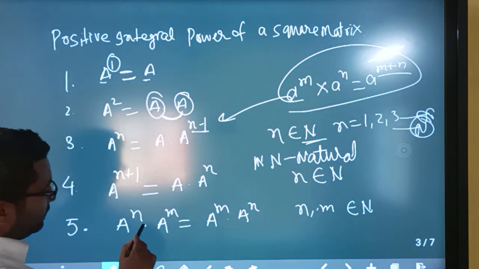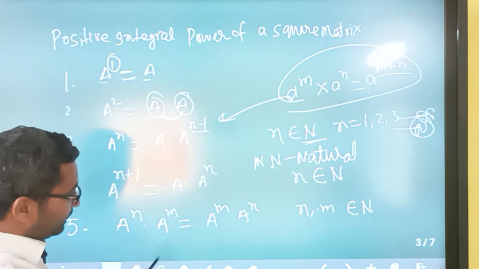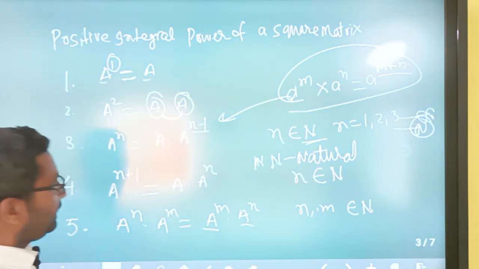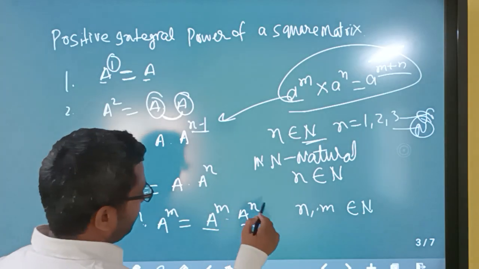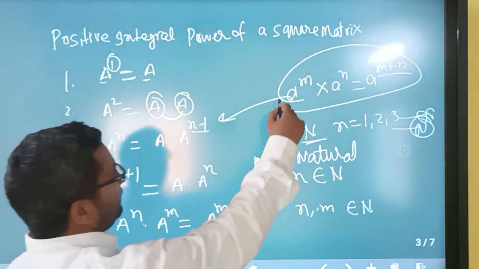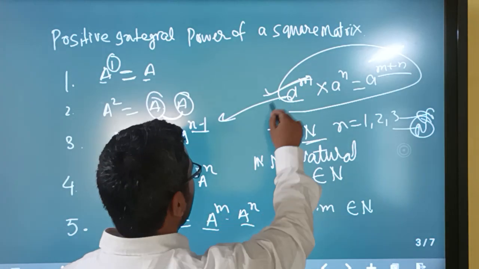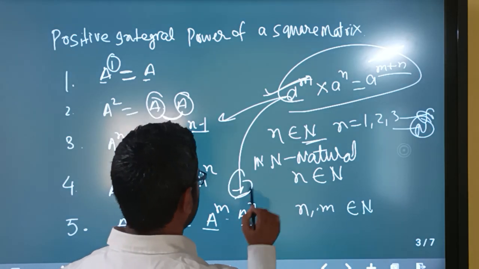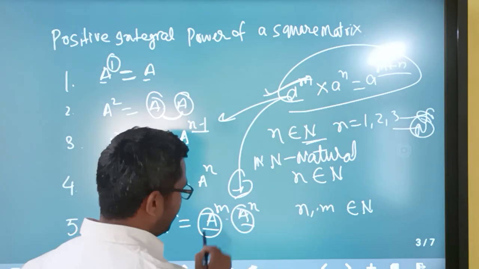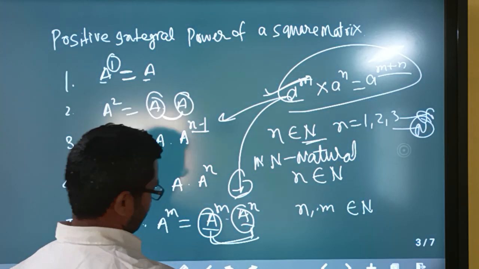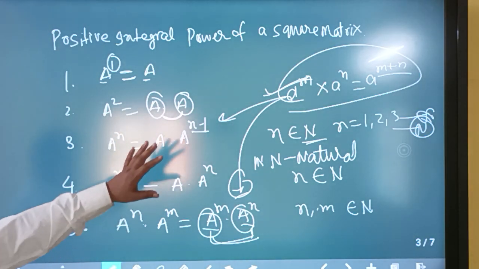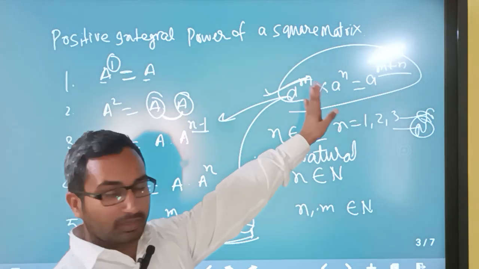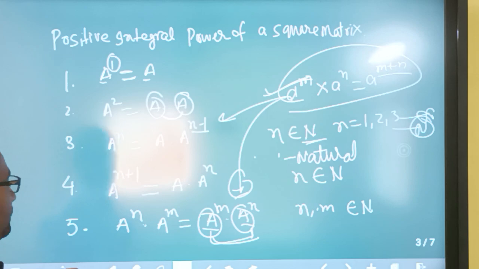Similarly, we can multiply A to the power m dot A to the power n. That is not applicable here where there are two different matrices, so we cannot apply this formula or equation.